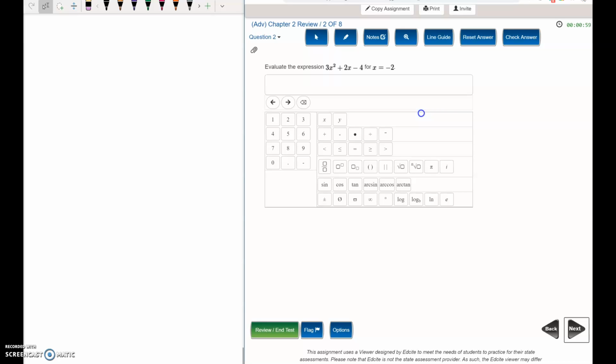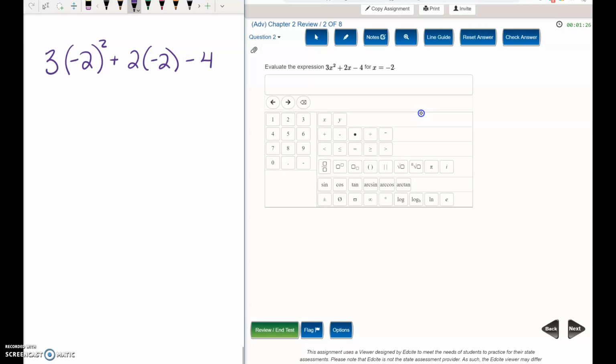Evaluate the expression for x equals negative 2. That means plug negative 2 in there. So we've got 3 times negative 2 squared plus 2 times negative 2 minus 4.